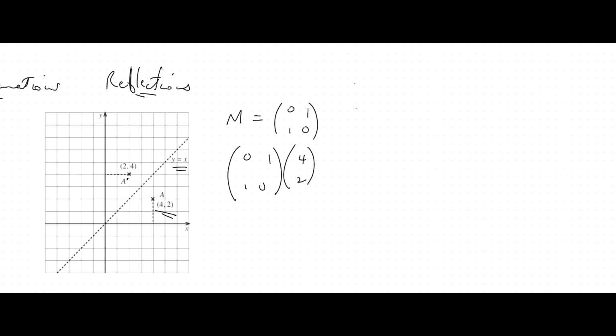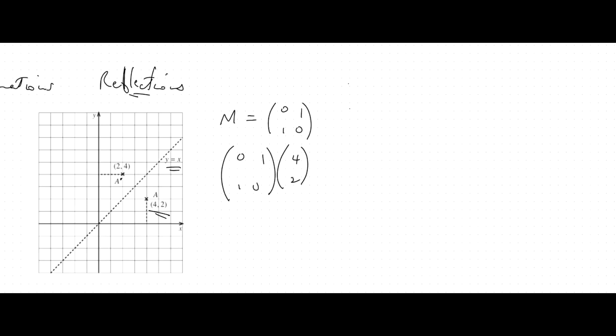We're going to multiply, rows by columns. 0 by 4 plus 1 by 2 will give us 2. 1 by 4 plus 0 by 2 will give you 4, right? So this is the matrix M, this is the point A, and this is the image of A, (2, 4). And that's how you get (2, 4) there.